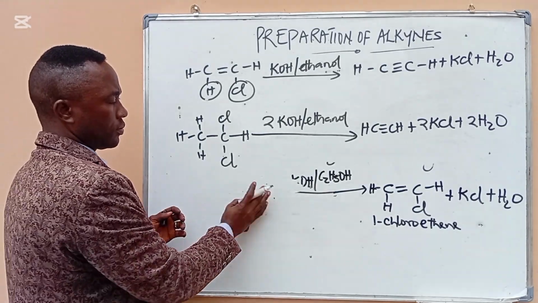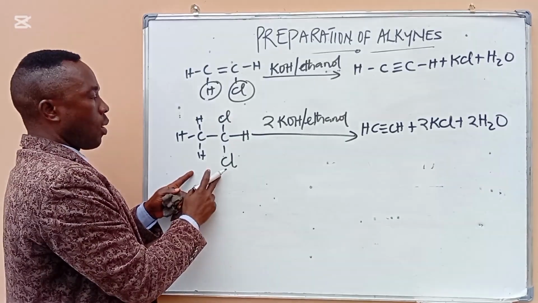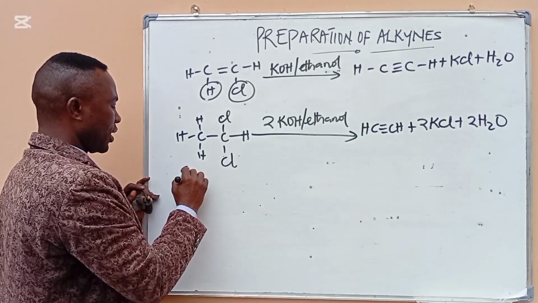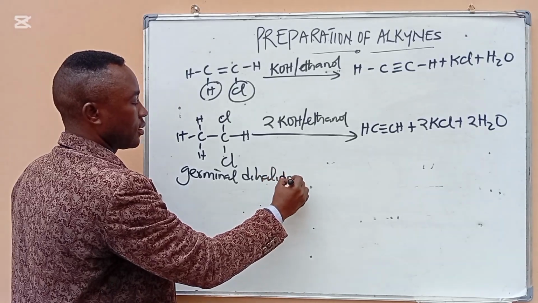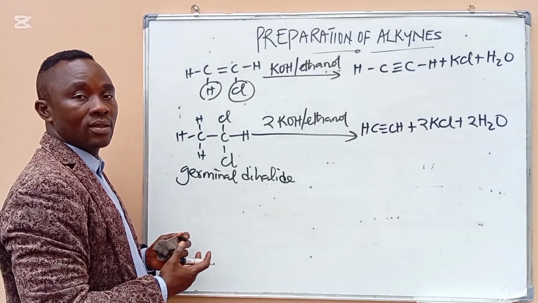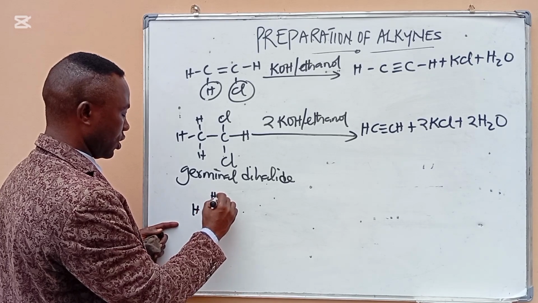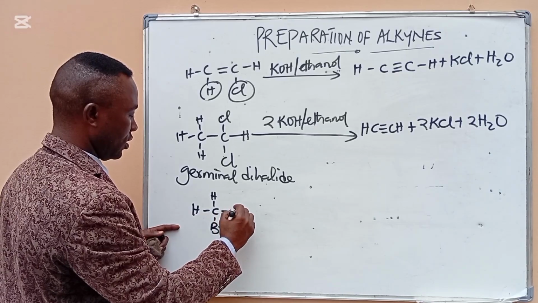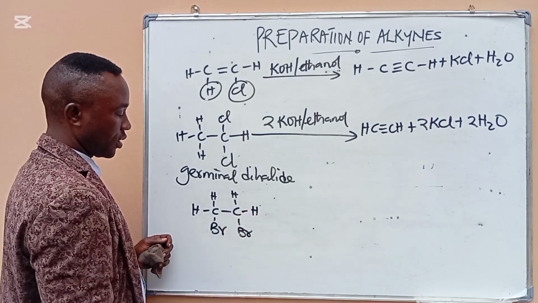Now, having gotten this, remember this compound we use, 1,1-dichloroethane, is actually what? Geminal dihalide. We can, if we like, still use what? Vicinal dihalide. We can use vicinal dihalide. Let's say we have a Br here, then C, we have Br, and H. This is what?